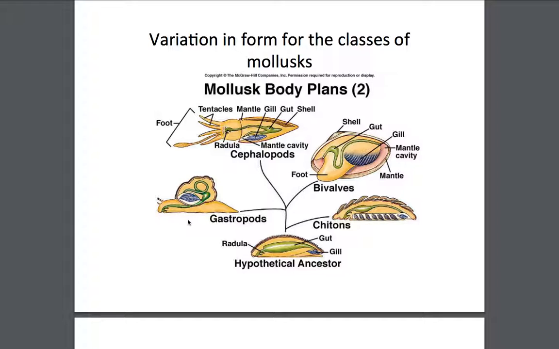Okay, now the last one seems a little bit tough. How do you get a squid or an octopus out of this basic plan? For that, all you really need to do, and even though it looks like it's pretty crazy, all you have to do is take the entire animal and push the visceral mass up super high. The mantle cavity still exists in the same spot that it did.